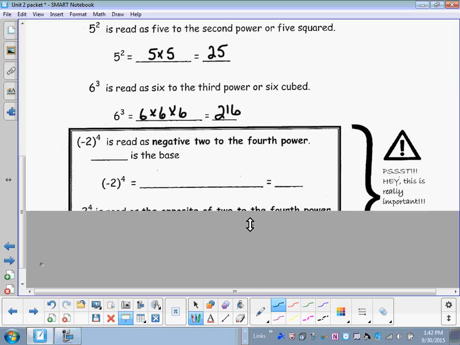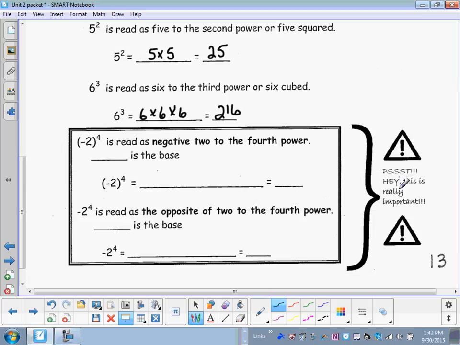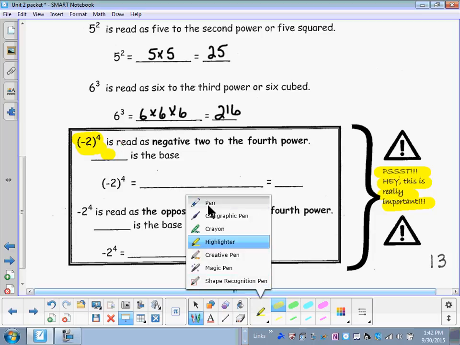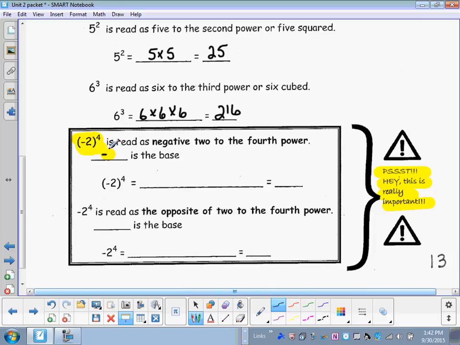All right, so this is really important because this is where people get confused: with the negative base on the exponents. All right, so parentheses negative 2 to the 4th is read as negative 2 to the 4th power. Negative 2 is the base.